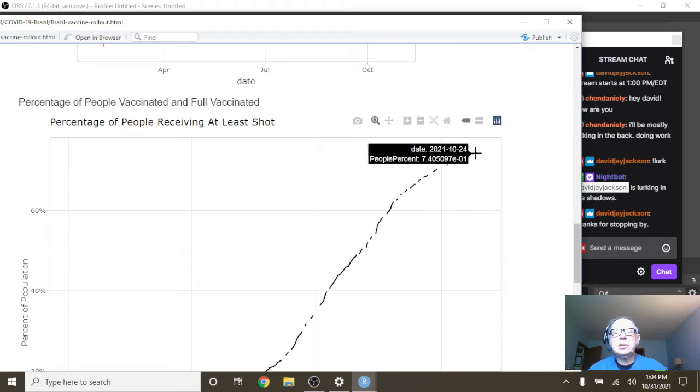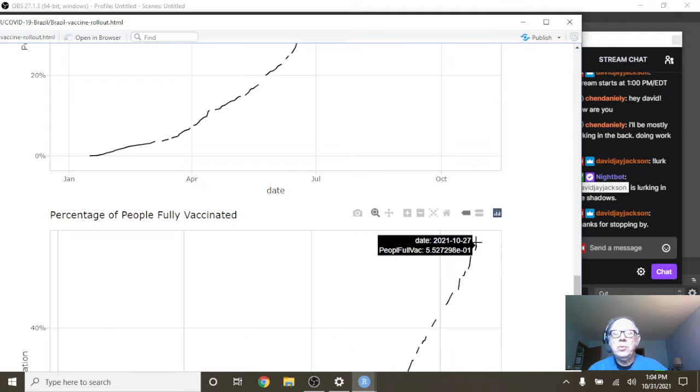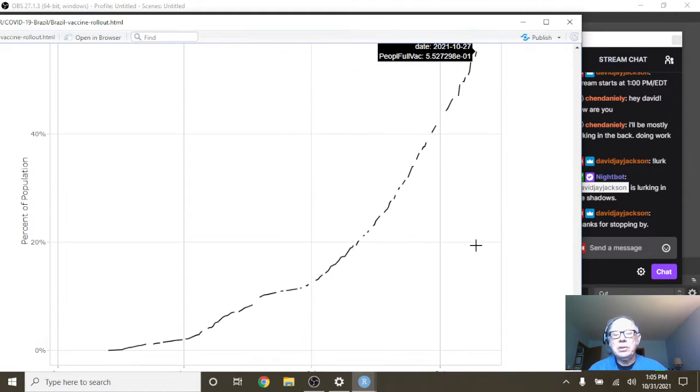Percentage wise, so far, 74.1% of Brazil's population has received the first dose, which, consider the size of Brazil, that's pretty impressive. Currently, 55.2% have been fully vaccinated in Brazil.